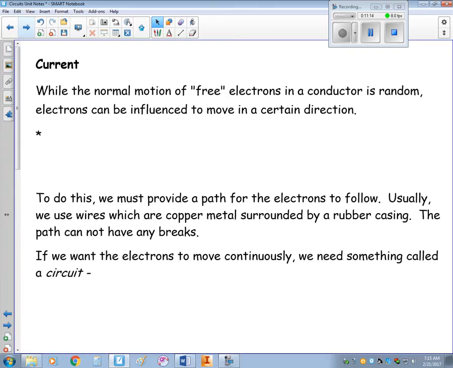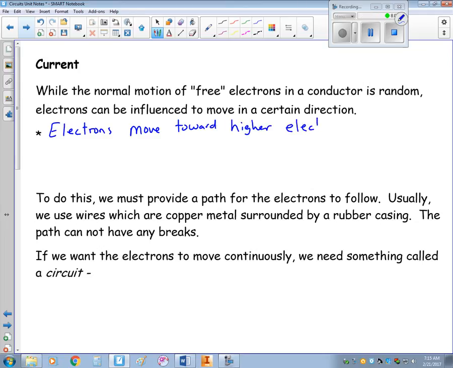Now, while the normal motion of free electrons within a conductor is random, we can influence the electrons to move in a certain direction. So we have to go back to the last chapter and think about electric potentials. So electrons will move toward higher electric potential. Now remember, electric potential is voltage.